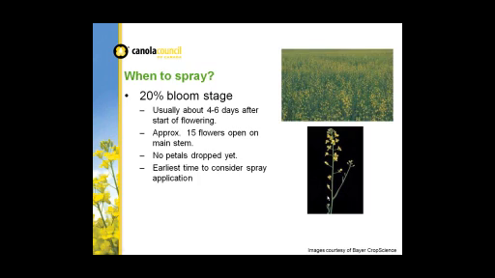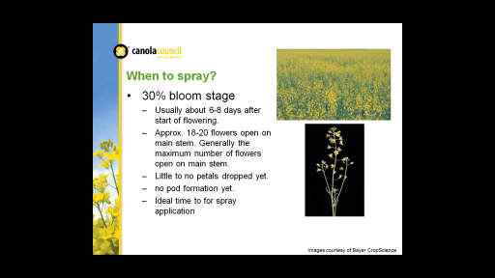You want to take that average over your entire crop. If the average comes into around 15 flowers that are open, then you're at that 20% bloom stage. So 20% bloom stage is on the earlier side for control. Probably the ideal time, if you can get this timing, is that 30% bloom stage.